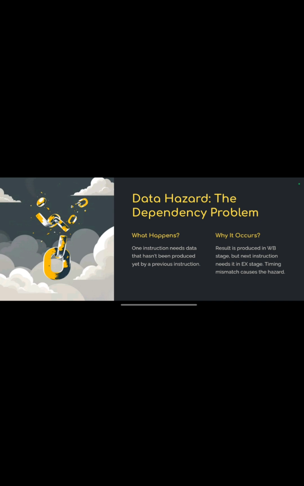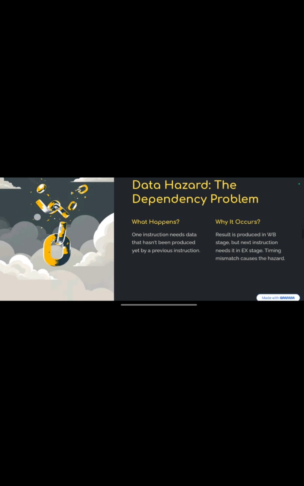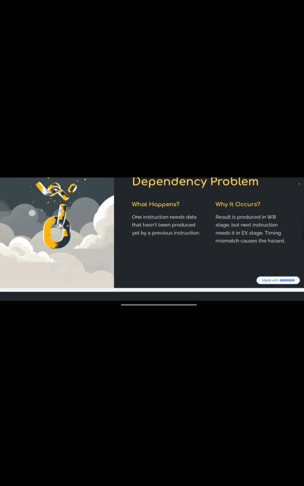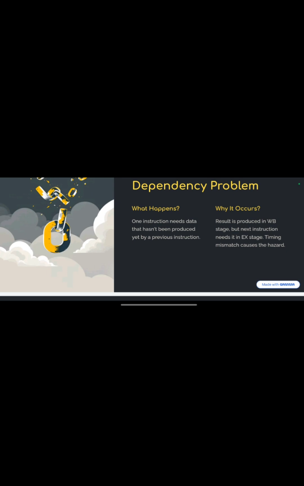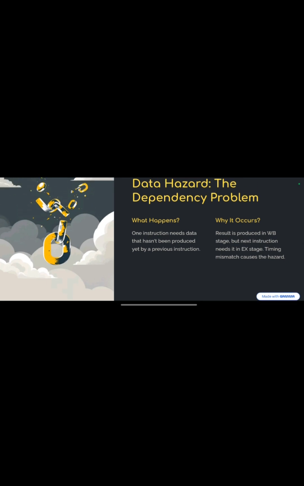A data hazard is also known as a dependency problem. Here, one instruction needs data from a previous instruction, but the data is not ready yet. Why does it occur? The result is produced later in the write back (WB) stage, but the next instruction needs it earlier, in the execute (EX) stage. So there is a timing mismatch. Clearly, a data hazard occurs because the required data is not available at the correct time. It's like waiting for a result before continuing to the next step.